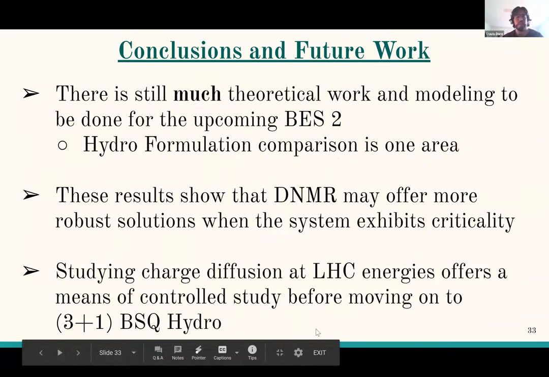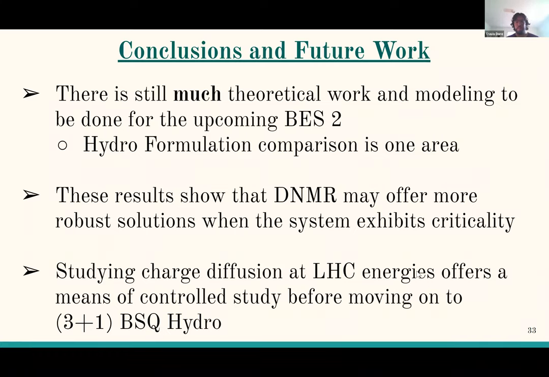And also, future work will be studying this charge diffusion at LHC energy. So keep your eye out for this. Our group's working hard on getting BSQ hydro at LHC energies working pretty soon, and getting papers out soon on that if you're interested in that as well. So kind of a means to control study before moving on to 3+1 BSQ hydro. Can we put constraints on the BSQ diffusion that we see already at mu B?